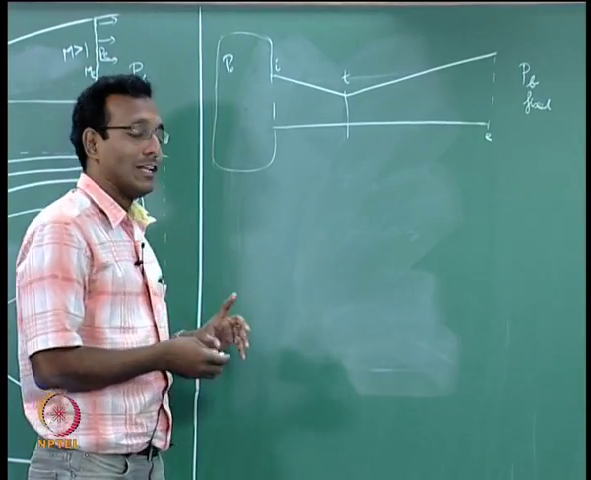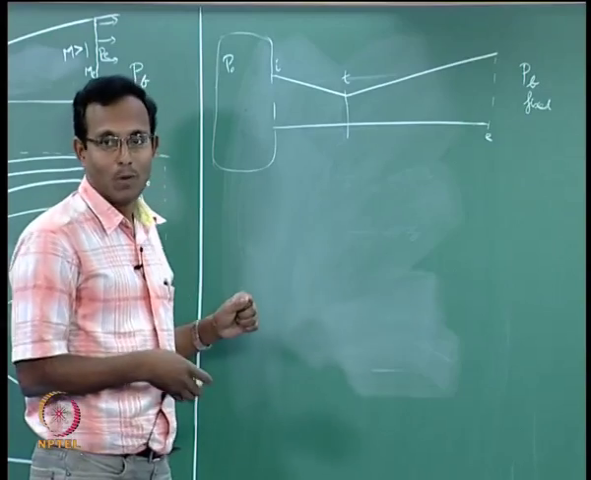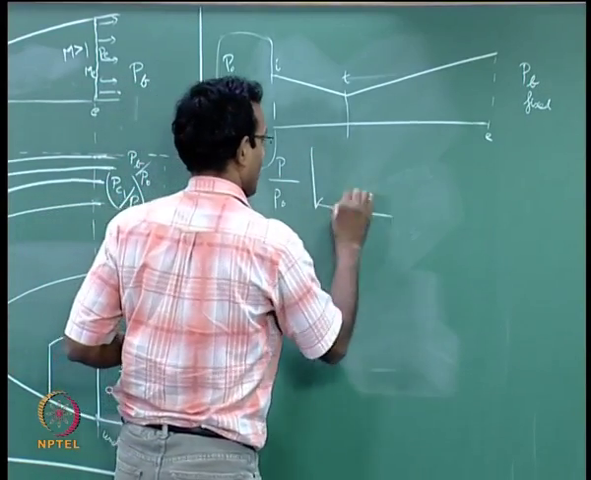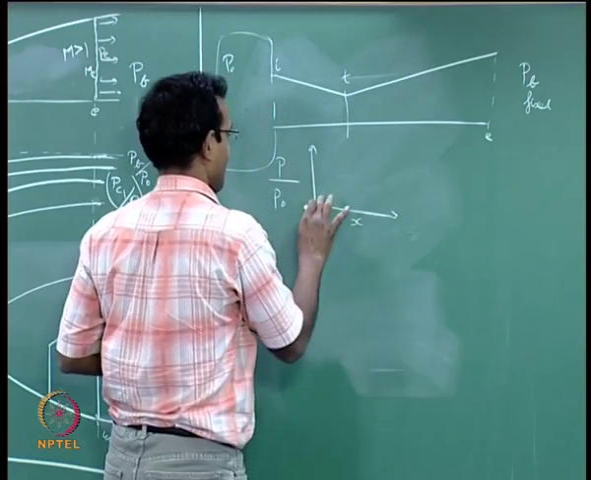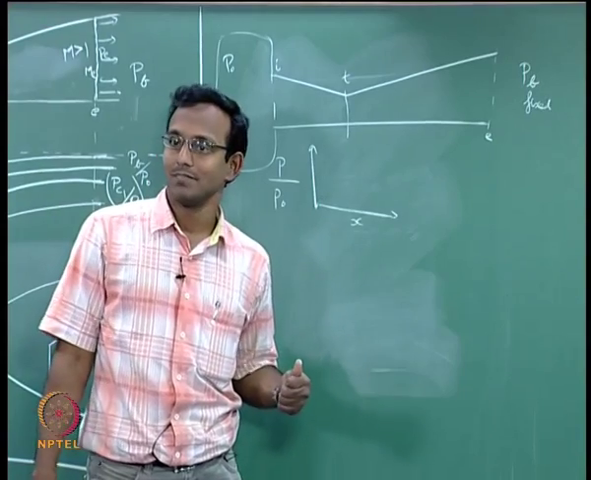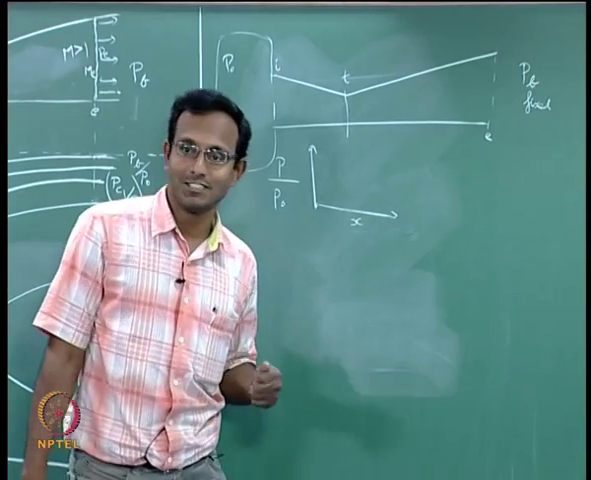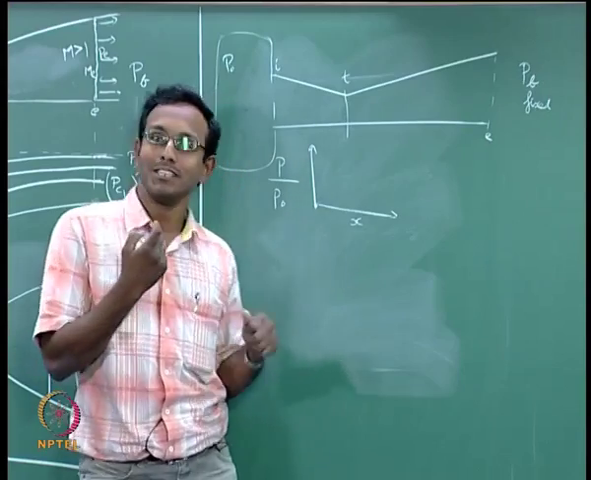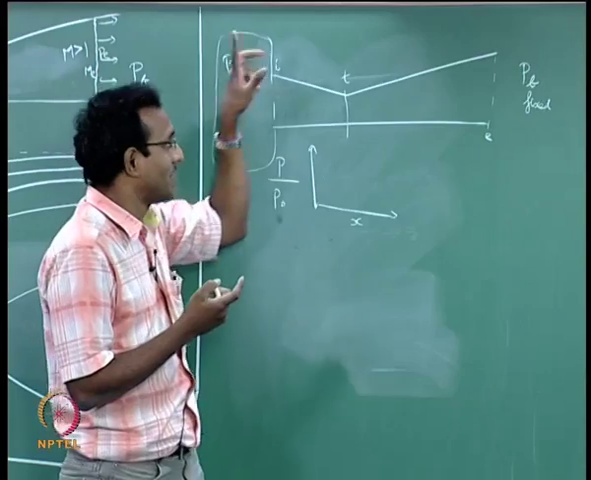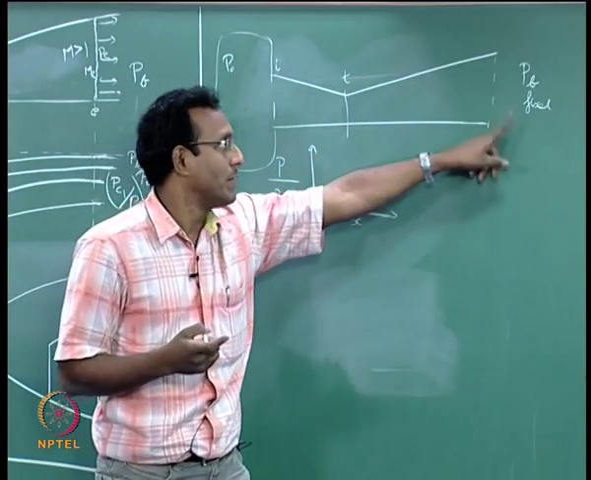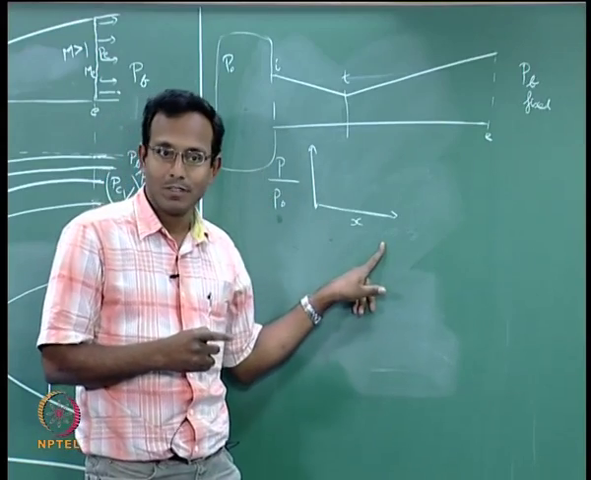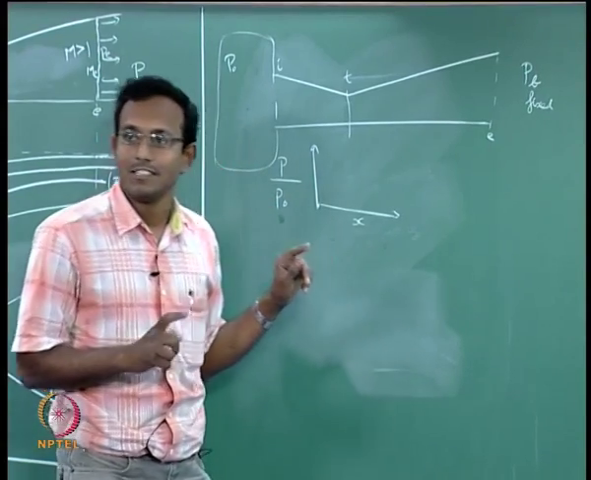I will tell you one simple answer. If I plot it as P by P naught versus distance, the plot does not look any different, it looks exactly the same. This is the reason why most books give you this plot. Okay. It does not matter whether I keep P naught fixed and vary Pb or keep Pb fixed and vary P naught, this plot does not change. Okay. That is the important thing there.